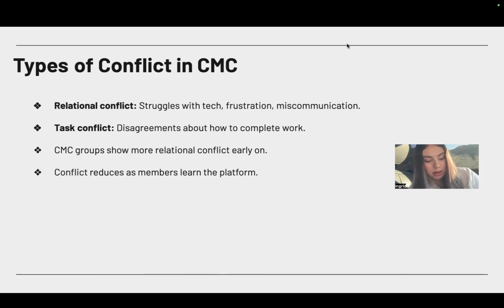Task conflict, on the other hand, happens when people disagree about how to get something done. For example, two people might have different ideas about how to divide up a project or the best way to present information. Task conflict can actually be productive if it's managed well, but in CMC groups, it can easily get worse if there's no clear communication or structure.